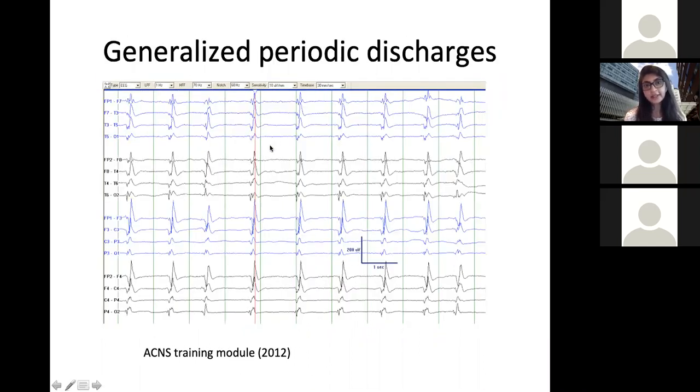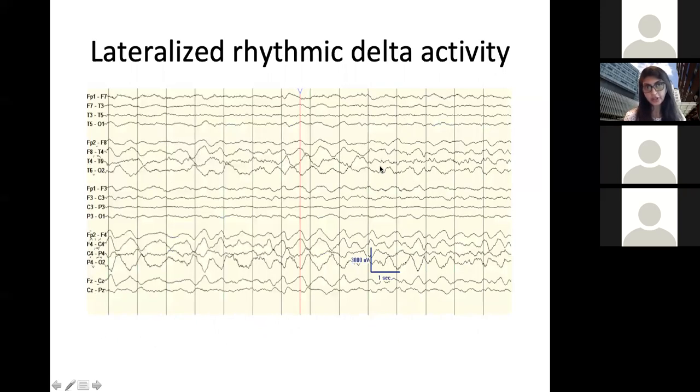Contrasting this to these discharges, these are what we would classify as generalized periodic discharges. Again, this is a bipolar montage, left and right temporal chains, left and right parasagittal chains, and we see generalized sharp waves occurring about once per second. And this is a classic example of generalized periodic discharges.